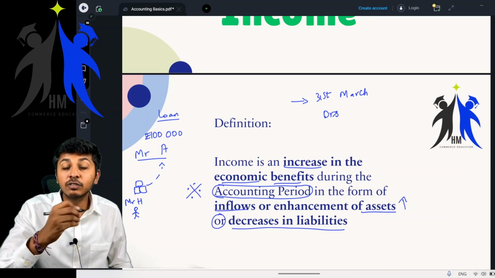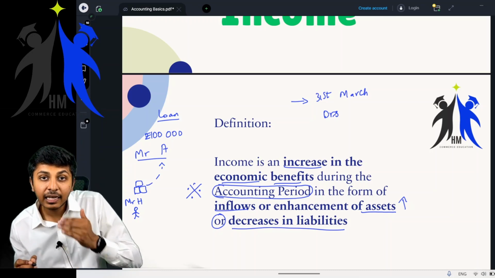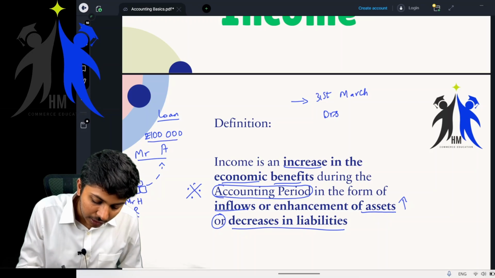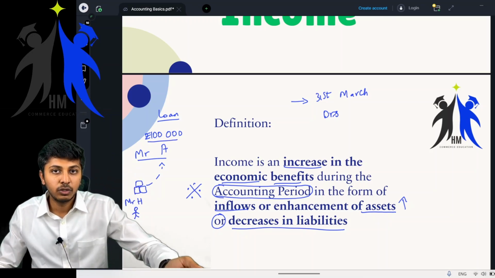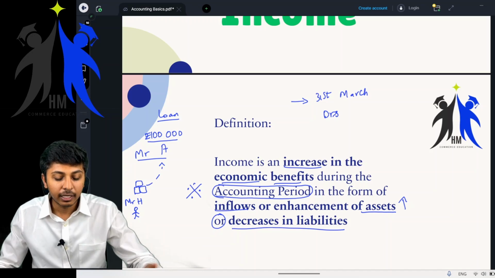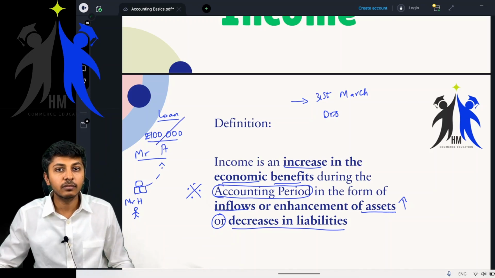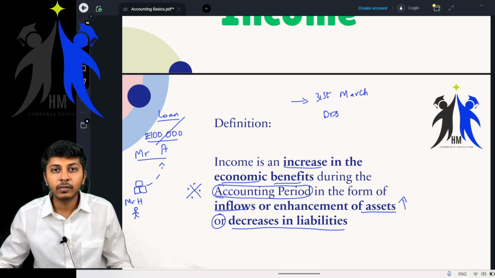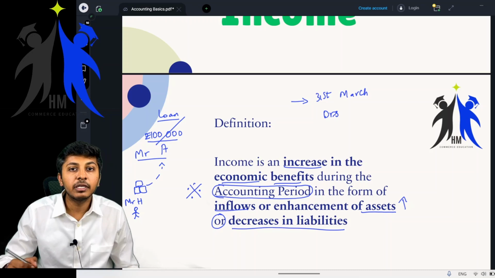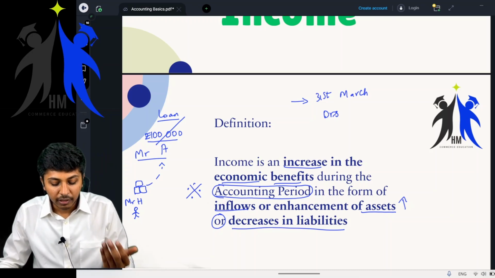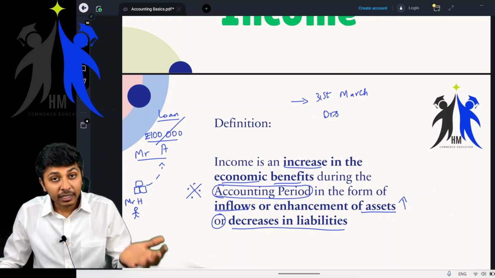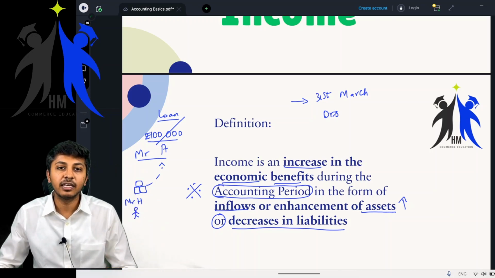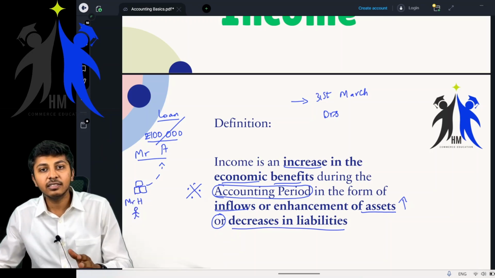I did some sales, which is my income. Now, because of selling goods to Mr. A, what happened? The money that I owed to Mr. A as a liability is knocked off, correct? The money that I had to give Mr. A, I don't have to give him anymore, correct? So that is what is happening here. Income is something that will increase my economic benefits by increasing the assets or decreasing the liabilities.